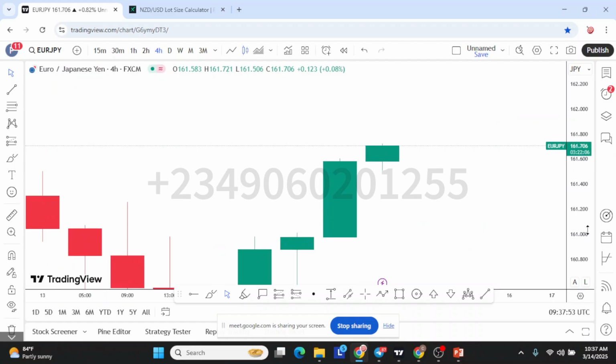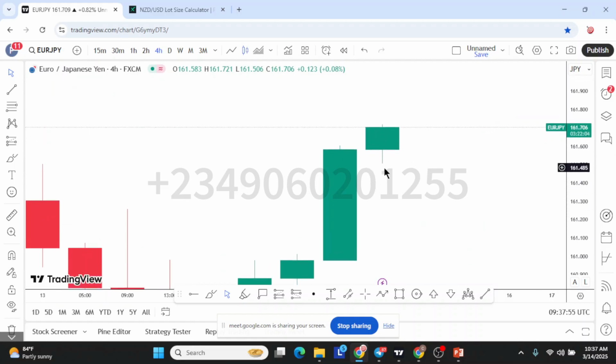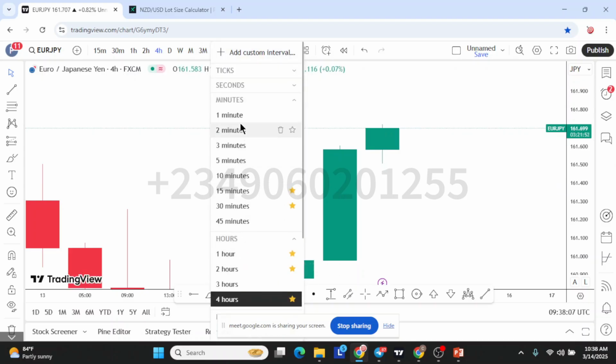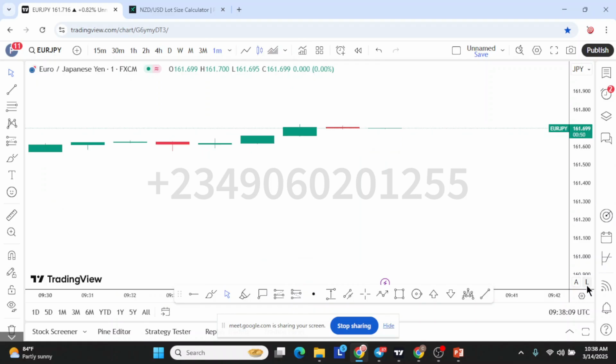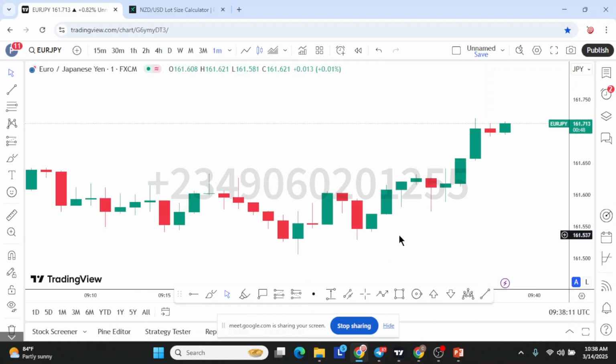So now, why do candlesticks have wicks? Candlesticks have wicks to let us know that there was a time that the market pushed up to that extent. So to show you that properly, let us use the 1 minute chart. So you are going to see how the candlestick opens and closes.